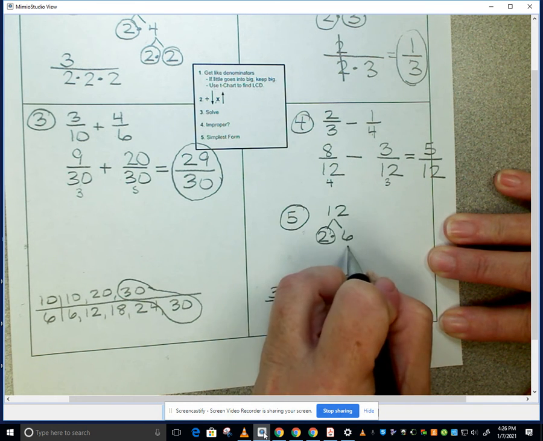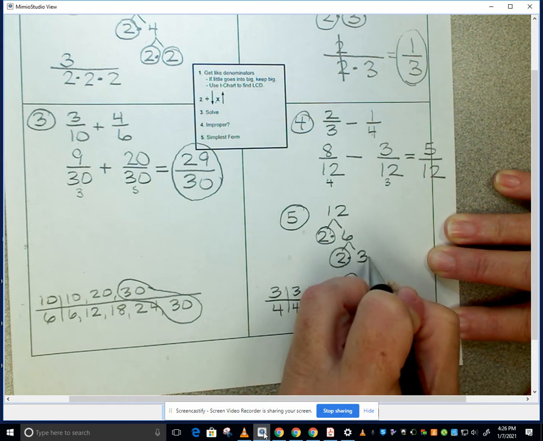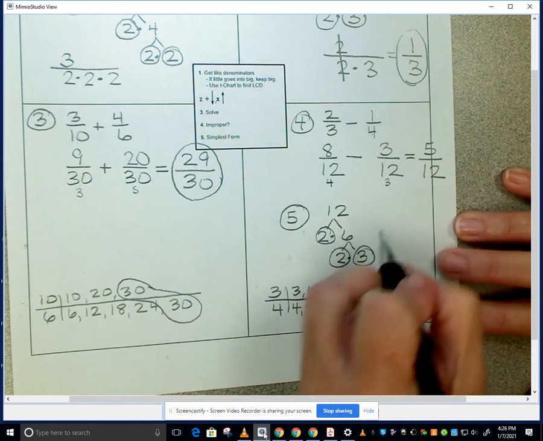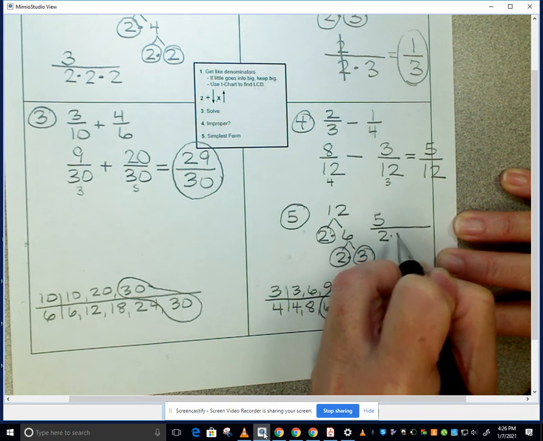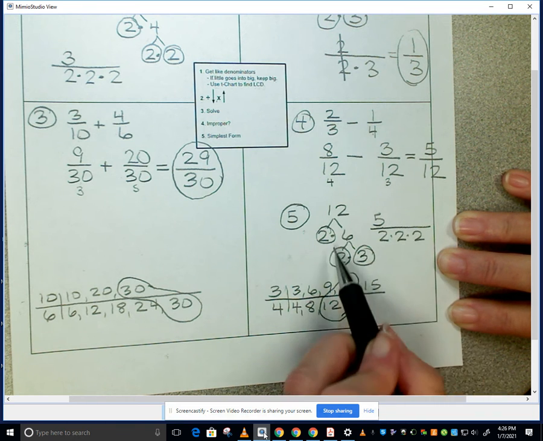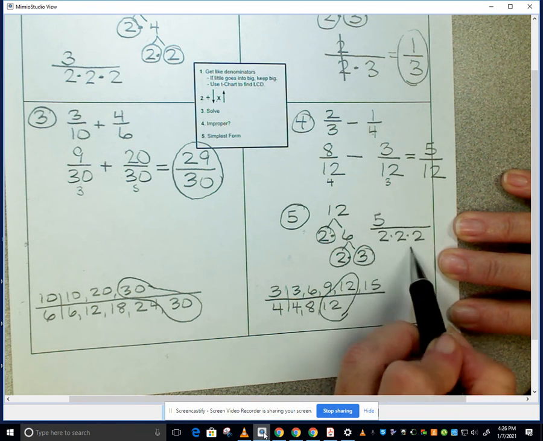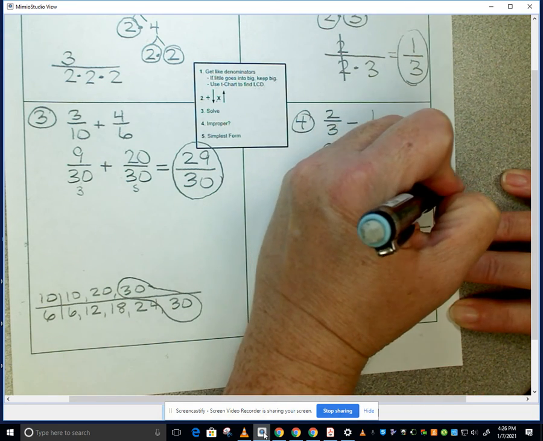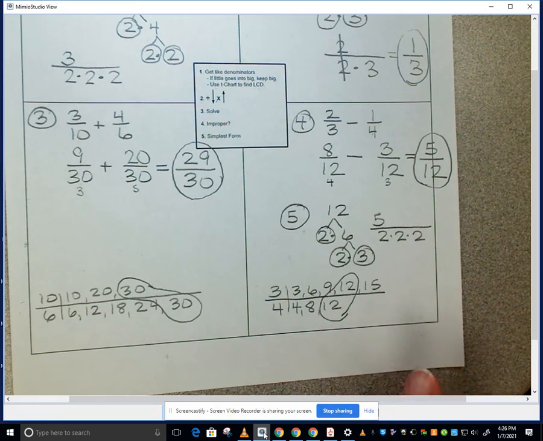2 is prime. 6, let's do 2 times 3. Prime, prime. Now let me stack these. Remember, when you write them out, you want to do least to greatest and keep like numbers together. Now, do I have anything alike? No. So that means 5/12 is already in simplest form.